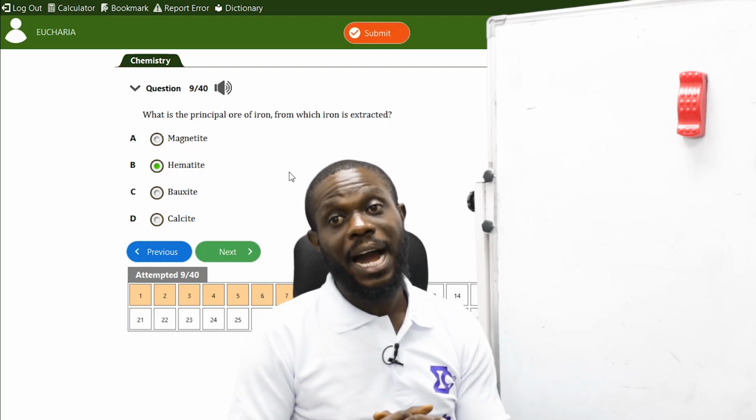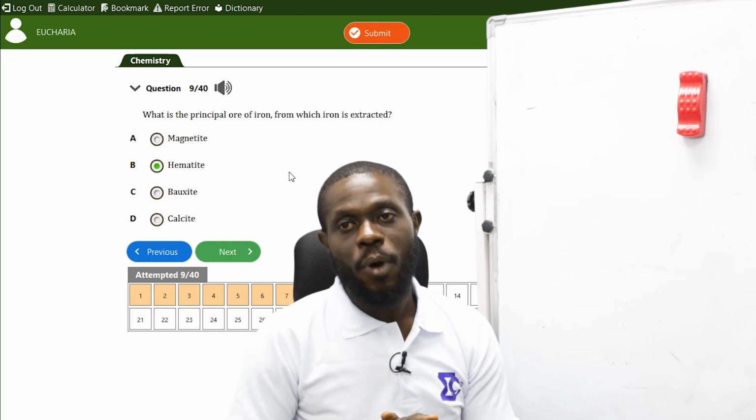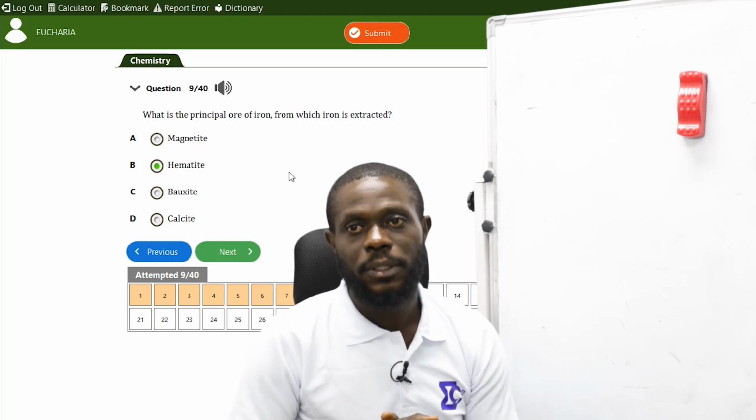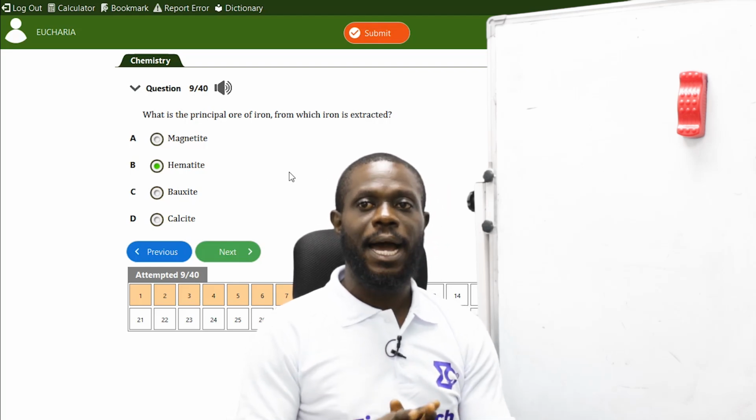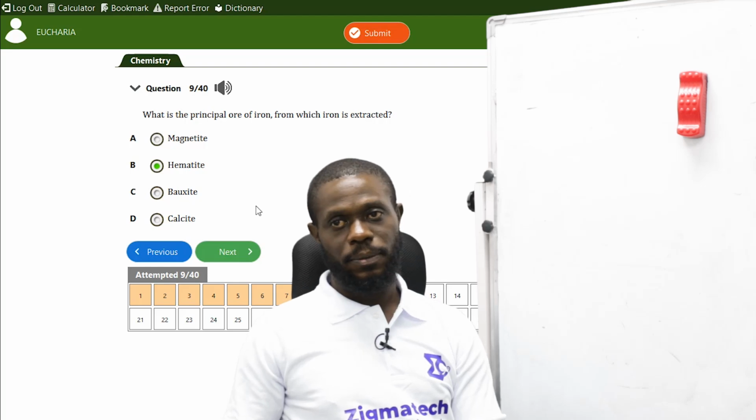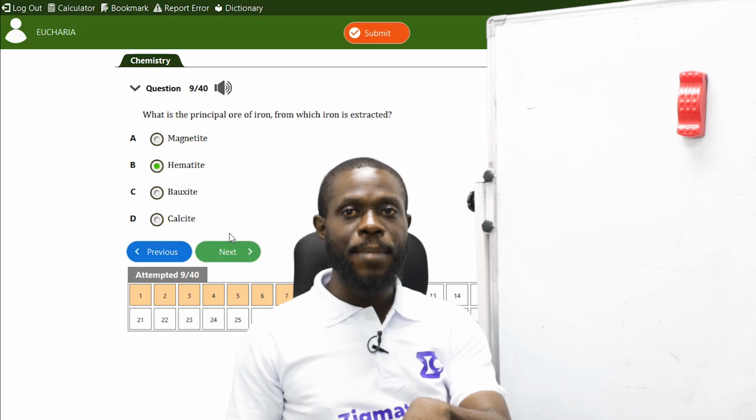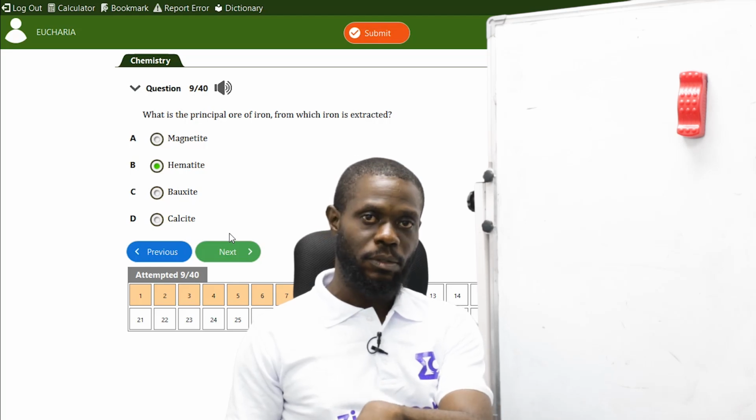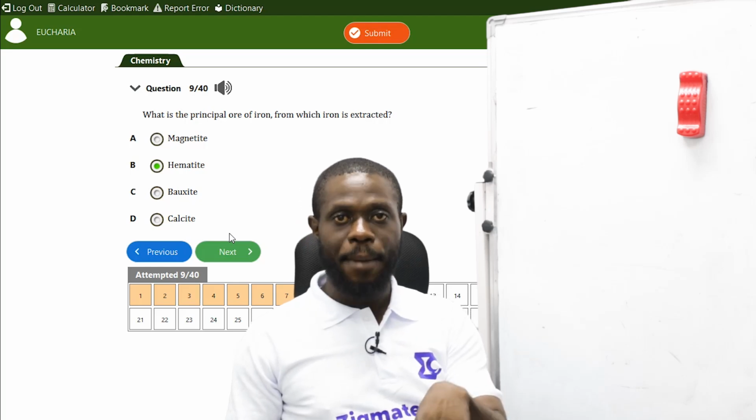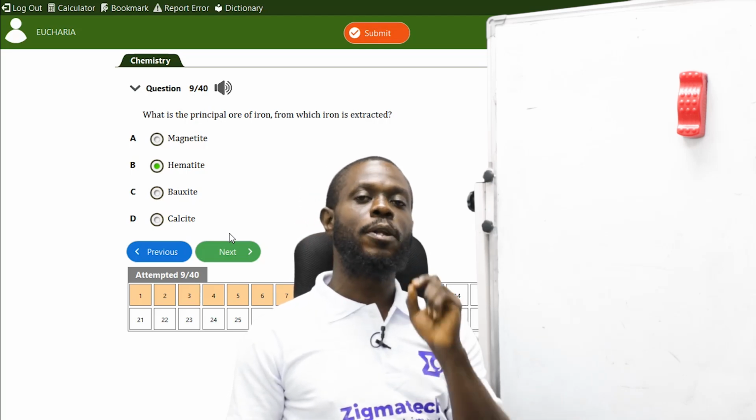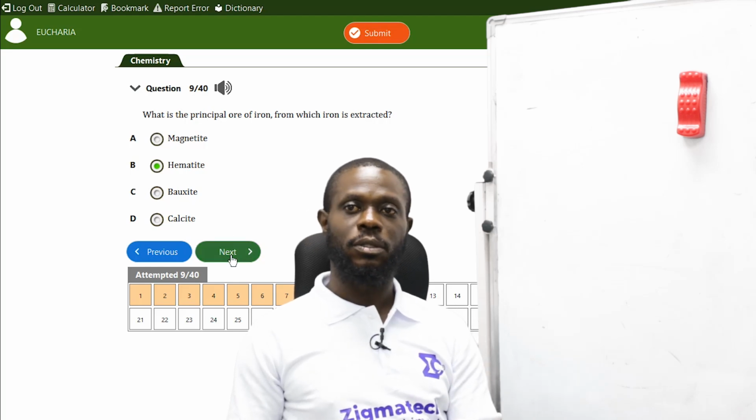Calcite is where calcium is found. Borazite is where boron is found. Magnetite is where magnesium is found. Hematite is where iron is found. I repeat, an ore is an area where metals are found and extracted. Now, when these metals are extracted and modified for use, it's called metallurgy. Take note.